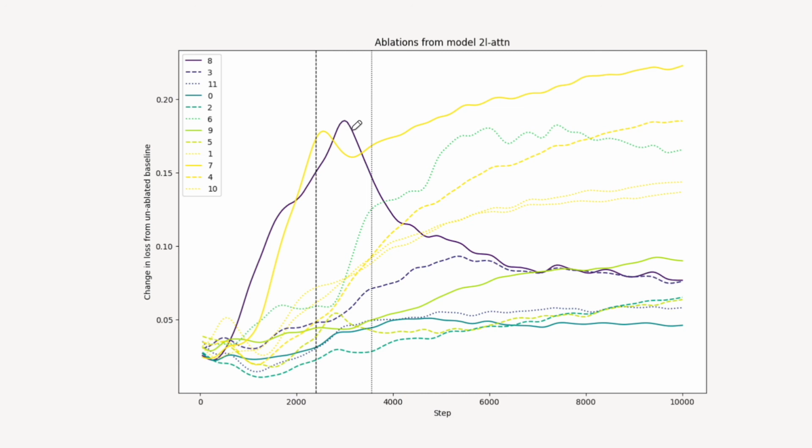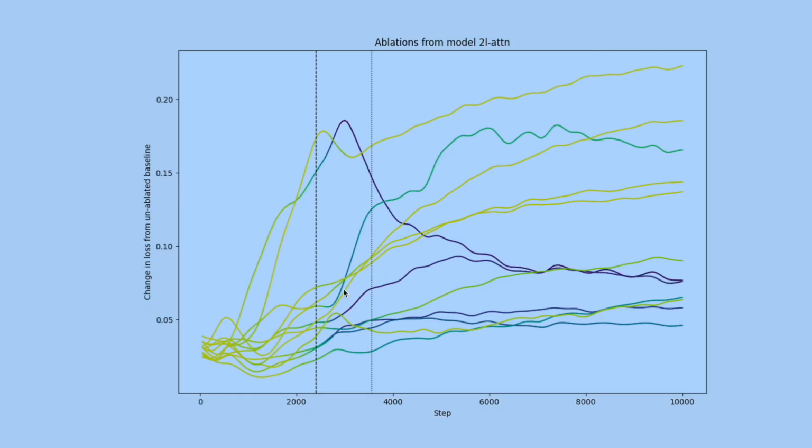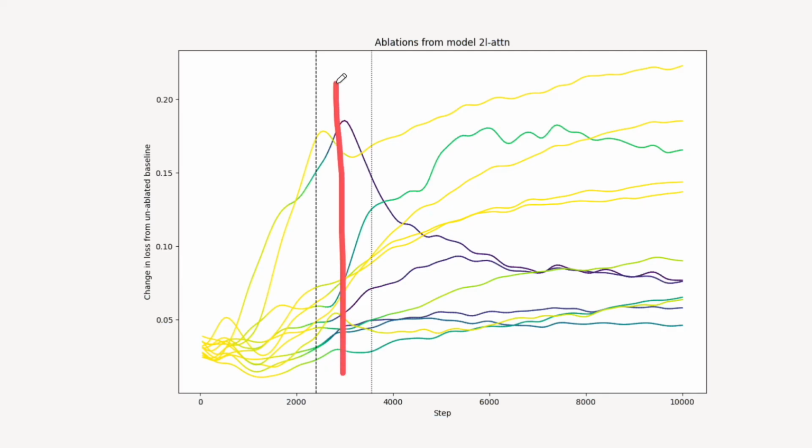I'll also show this one other way, where instead of coloring each line, in this case solid purple, based on how induction-like it is at the end, I can also color it based on how induction-like it is at various points in training. This is also just to drive home that there's no particular relationship between how induction-like a head is and how large its overall, on average, contribution is to the model's loss.